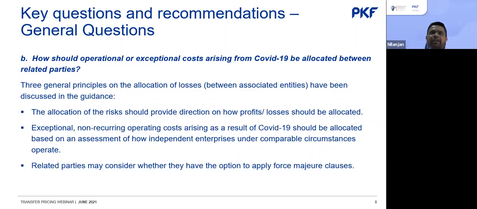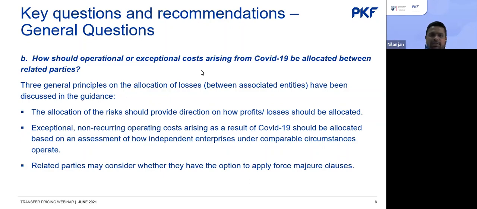However, the prices need to be at independent, at arm's length, at independent terms. So we are still looking at independent companies for guidance on how operational and exceptional costs should be allocated between related parties. Also, I think related parties should look at the option of applying a force majeure clause. I'm sure this is something a lot of you might have already thought of or already are in discussions regarding this.